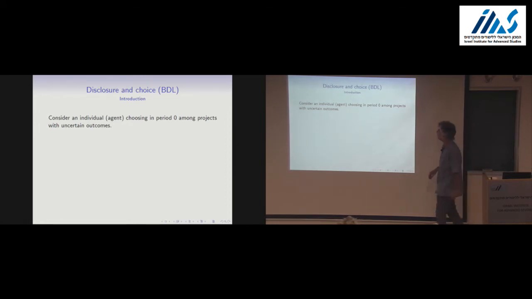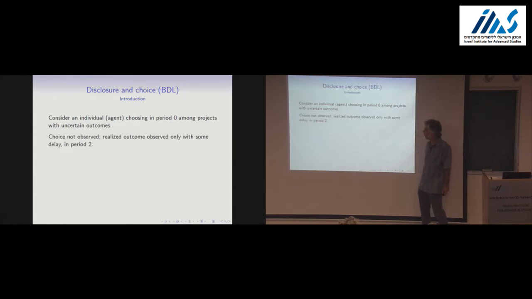Okay. Excellent. Okay. So we're going to consider an agent who's choosing in period 0 among projects that have uncertain outcomes. The choice of project is not observed. You can think of this as an entrepreneur who can argue what he's going to do to a venture capitalist, but actually what he does is not observed, okay? Only until later in the environment. Okay? The realized outcome is observed.